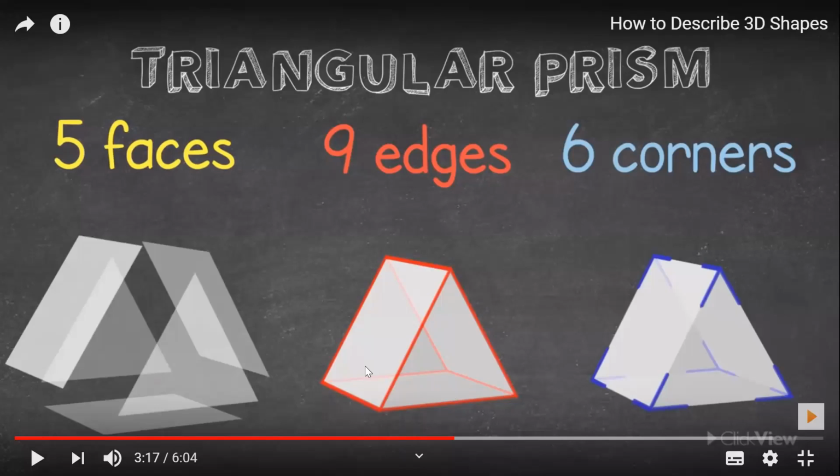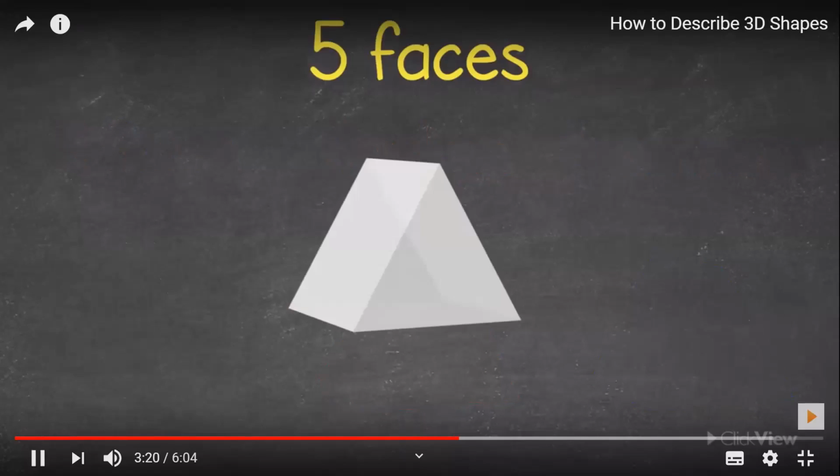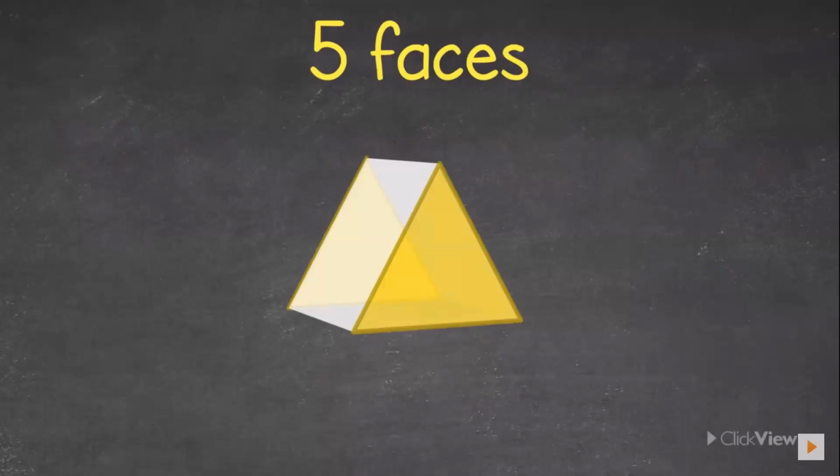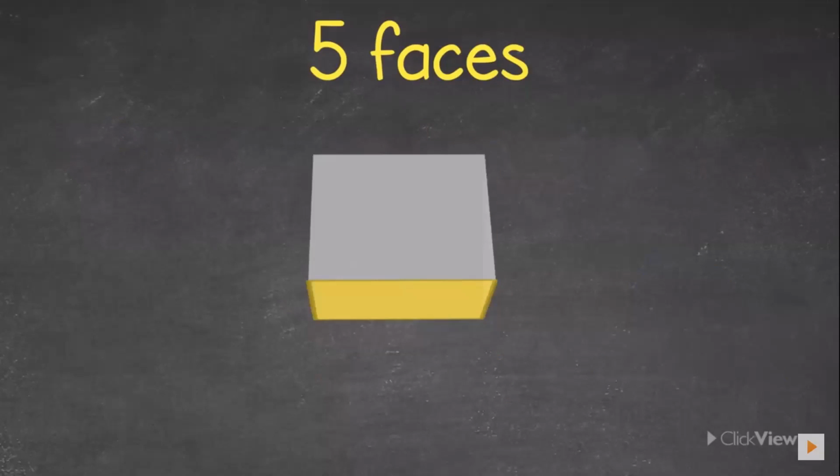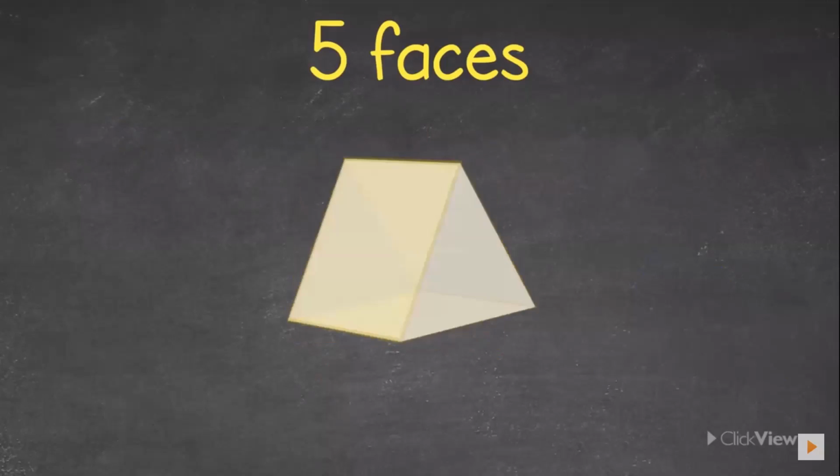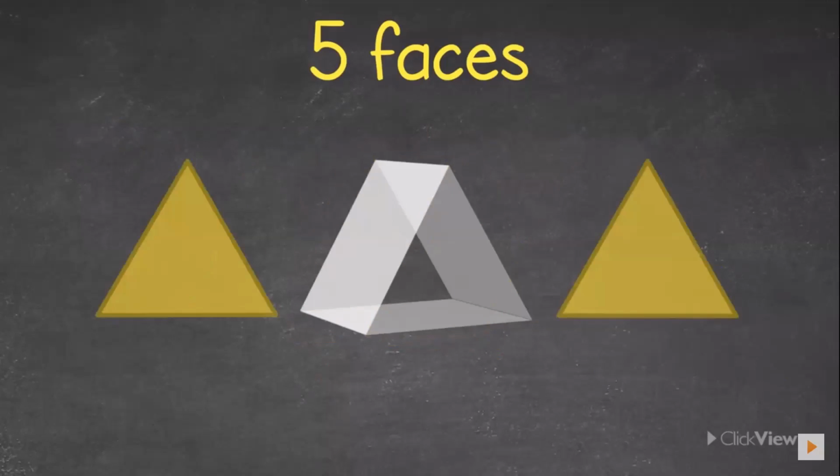Okay, let's see the corners here. 1, 2, the one inside, 3, 4, 5, 6. Triangular prisms have 2 faces that are triangles and 3 faces that are rectangles. The 2 triangle faces are always the same size.